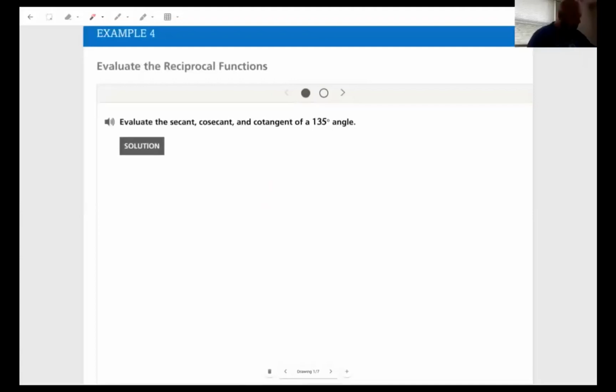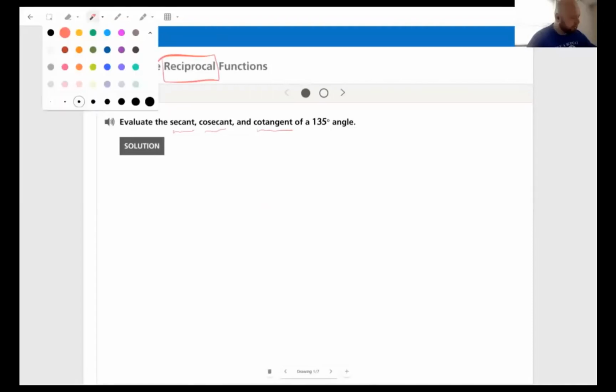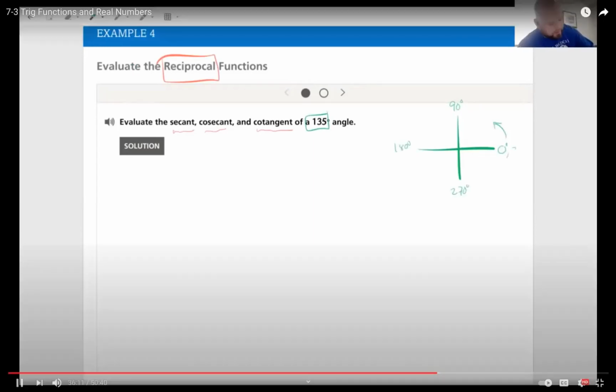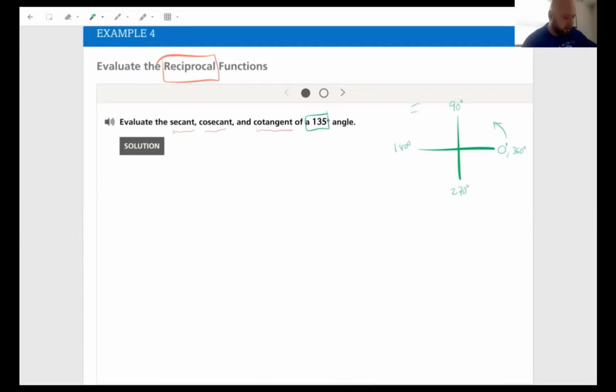Example 4 says that we have to do secant, cosecant, and cotangent for an angle. So this time we have our reciprocal functions. Let's draw an axis. Let's draw 0 degrees. This is a positive measure, so I'm going to go up. Going up 90, and then we have 180, 270, and then we're back at the starting point for a full circle of 360. 135, you should be able to see somewhere over here in quadrant 2. It's actually halfway. Change colors.